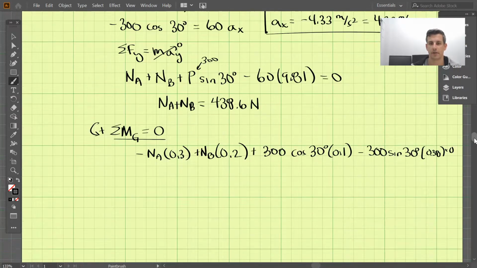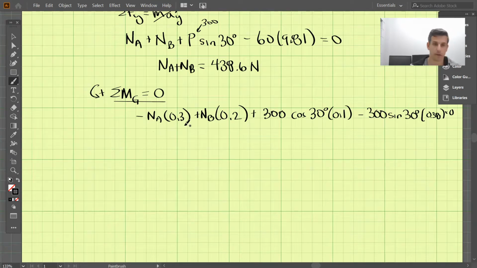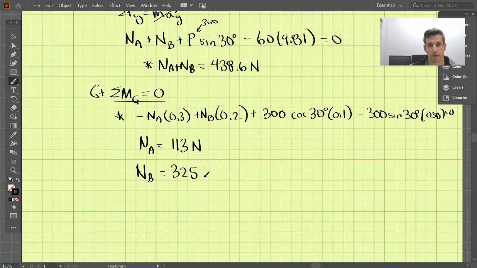Okay, so using this equation and the previous equation, solving these simultaneously, we get NA is equal to 113 newtons, and NB is equal to 325 newtons. And that is the solution to 1732.